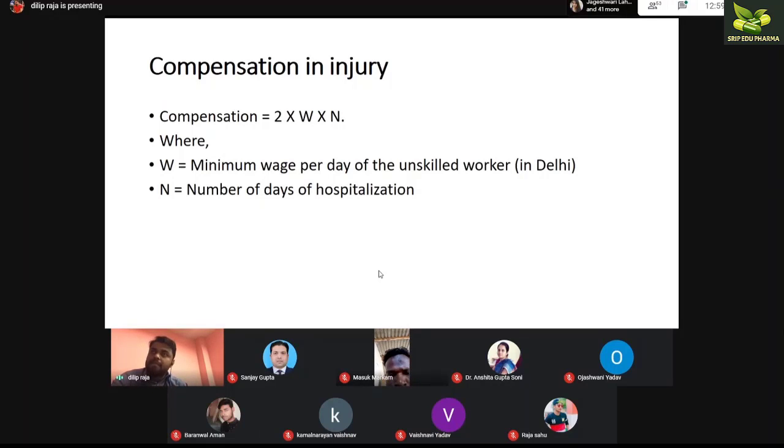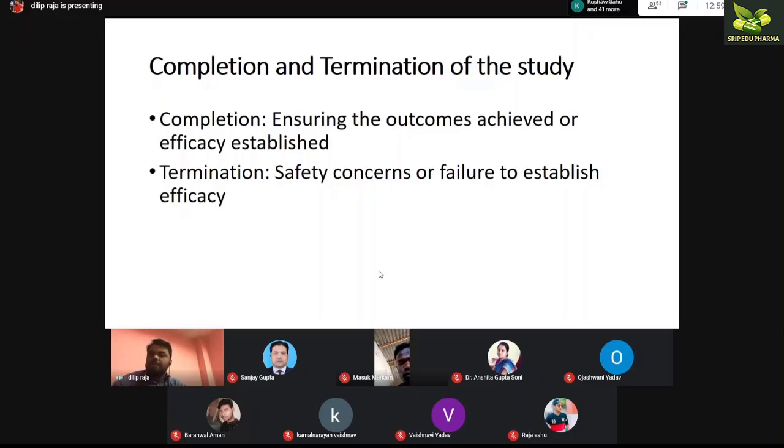In case the serious adverse event is related to the investigational drug, then finally the safety reporting is also done. If the goal, outcome or objective of that particular trial is achieved, or if the efficacy is established, then the trial will come to completion.